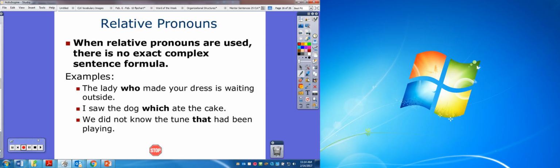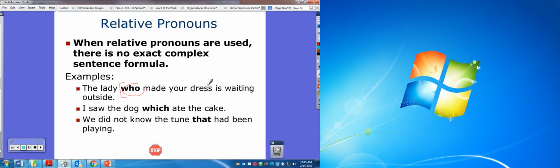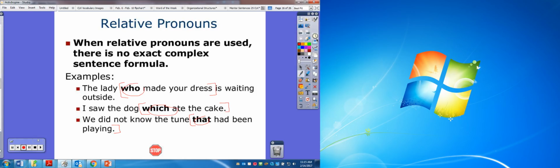When relative pronouns are used, there is no exact complex sentence formula. Usually, the relative pronoun will come in the beginning of the sentence or toward the end. Here are our examples. The lady who made your dress is waiting outside. This is our dependent clause. It comes smack in the middle of our independent clause. I saw the dog which ate the cake. Our dependent clause is coming at the end of our sentence. We did not know the tune that had been playing. Our dependent clause again comes at the end of the sentence. Again, when relative pronouns are used, there is no exact sentence formula.